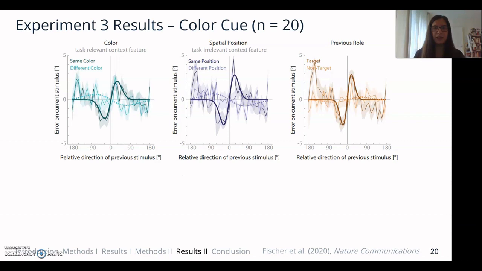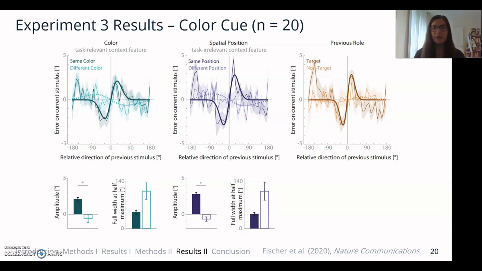In experiment 3, where again color was the task-relevant context feature, we saw that color affected serial dependence, thereby replicating the results of experiment 1. This time we even saw a stronger effect, as we could only observe a significant serial dependence between items with the same colors and not with different colors. For the context feature spatial position, we saw that it too affected serial dependence: we could only see a significant serial dependence between items with the same spatial positions, and no significant bias between items with different spatial positions. And in the familiar picture, we could only see significant serial dependence toward previous targets.